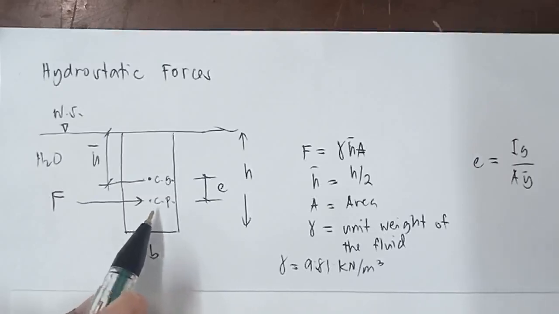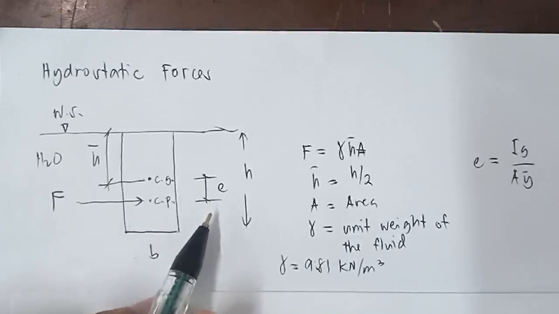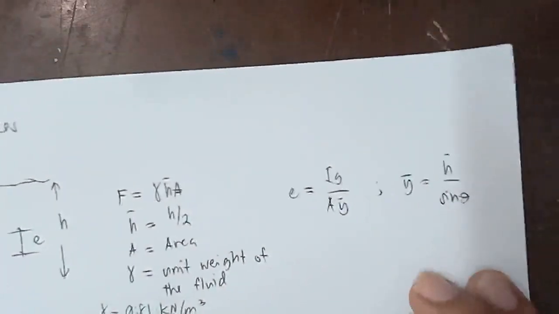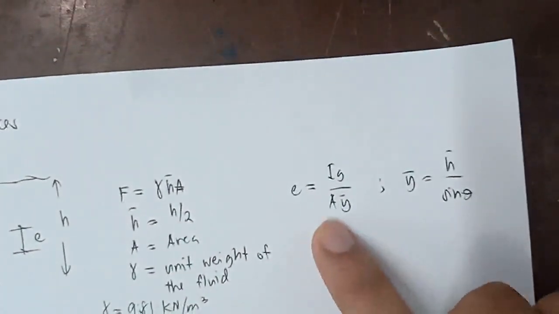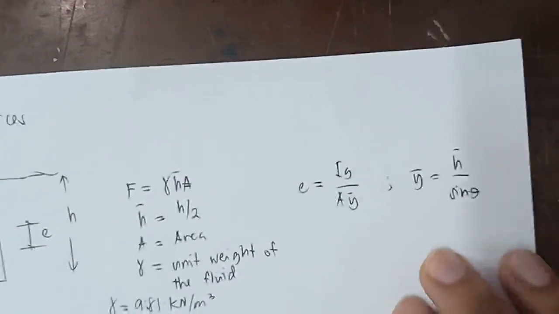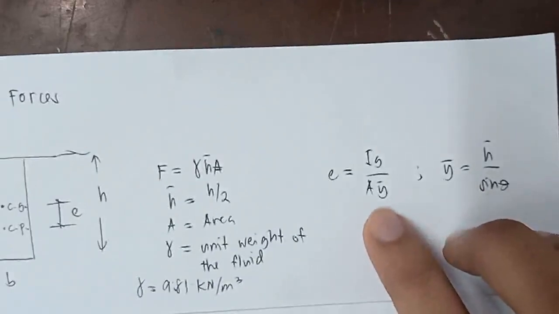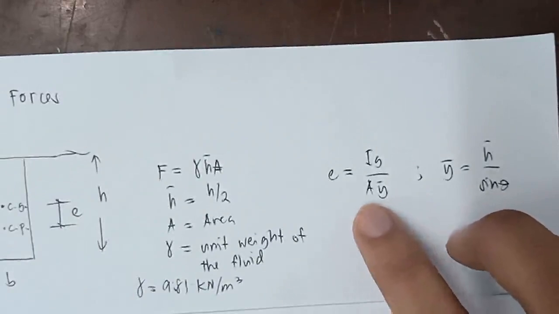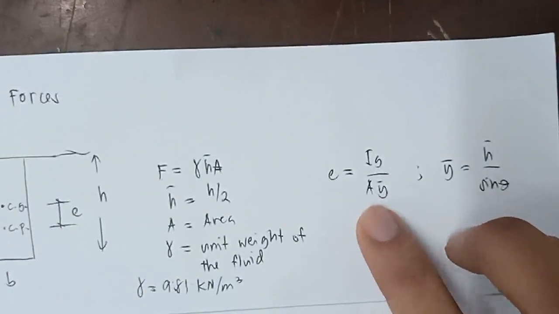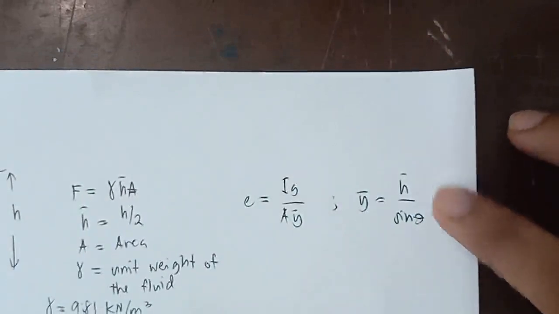So, para masolve yan na center of pressure, merong distance yan from the center of gravity, which is E, and that E is the eccentricity. So, meron ding formula given dyan na E equals Ig over Ay. Ang Ig guys, isang variable lang yan. So, ang Ig is the centroidal moment of inertia. And we have A is area, and Y bar is equivalent yan sa H bar over sin theta.